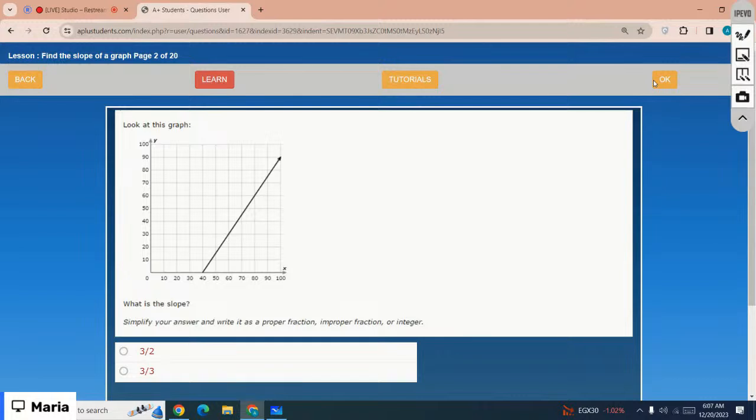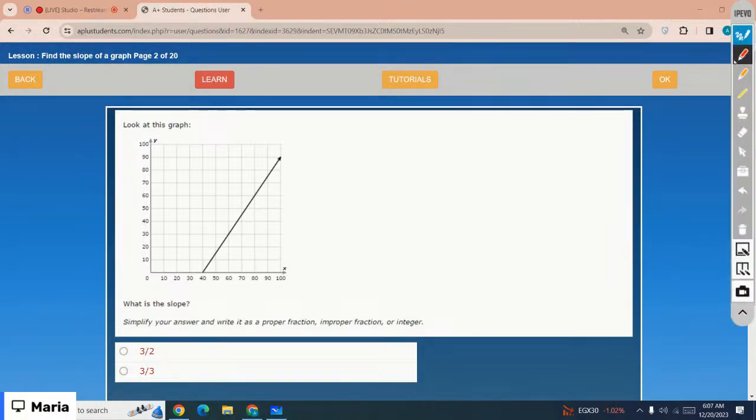Okay, the next one is look at this graph. What is the slope? You are given a graph, you need to calculate the slope. So here is the point. That is exactly the same we did in the tutorial, I think. X is 40, y is 0. X is 60, y is 30.